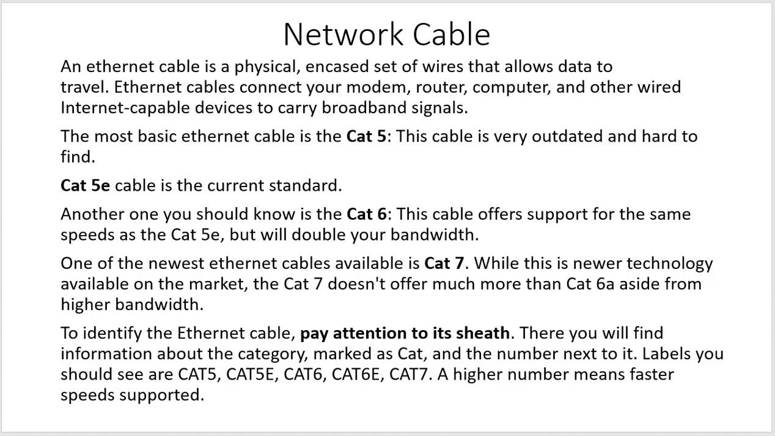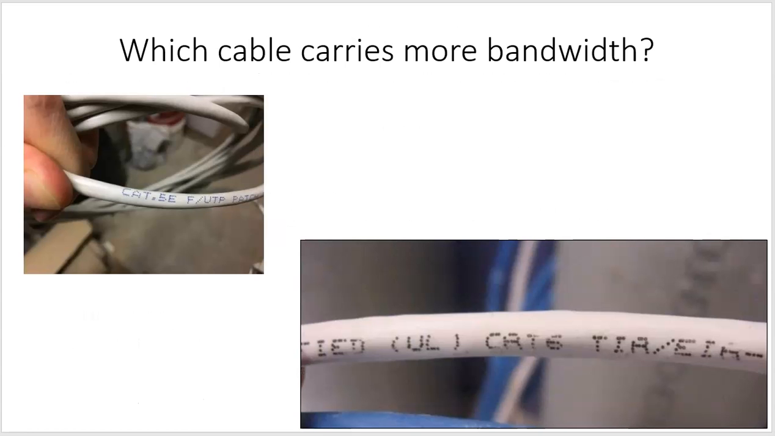And then, to identify the Ethernet cable, pay attention to its sheath. That's where you'll find information about the category marked as a cat. The number next to it will tell you whether it's Cat5, Cat5e, Cat6, all of those. The higher the number, the faster the cable. So let's take a look at one. All right, so you can see here that this is Cat5e cable, and this is Cat6 cable.